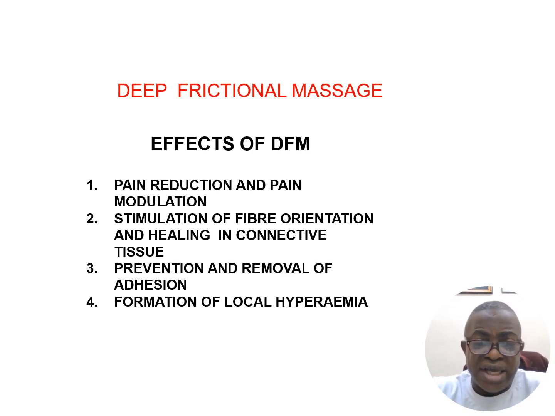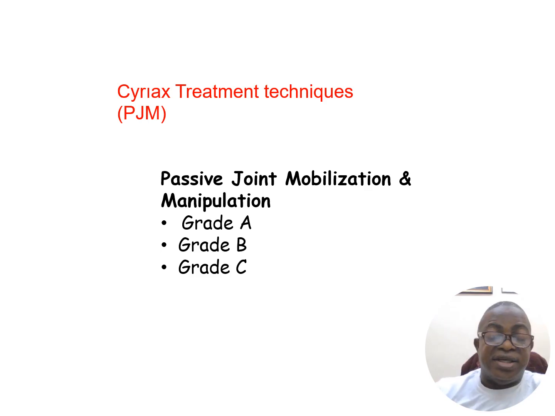The impulses could even get to the brainstem and cerebral hemisphere and activate descending inhibitory mechanisms where enkephalins, endorphins, and dynorphins are released, and pain modulation takes effect. Deep frictional massage could also lead to stimulation of fiber orientation, all right? That is necessary for tendon and ligament healing. It's also useful for prevention and removal of adhesion and formation of local hyperemia, which will cause more flow of blood to the affected segment.